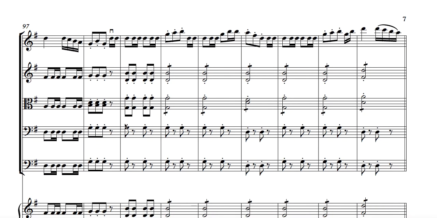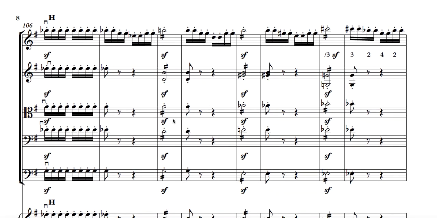Yeah, except cello and bass, right? You have 1, 2, etc. Right? Pretty simple. Okay, going on.